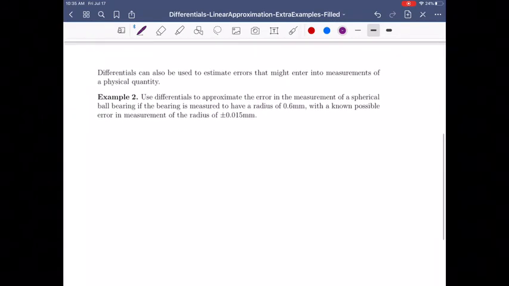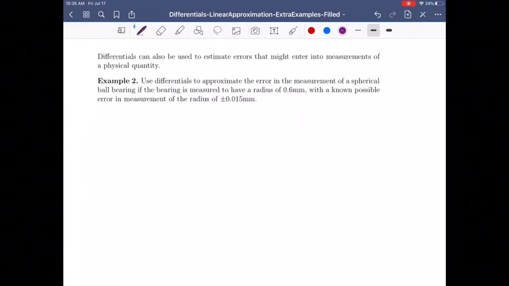Okay, so let's try another one. Here's sort of a more applied application. We can use differentials to estimate errors that might occur when we're measuring some sort of physical quantity. So here, let's say that we're trying to determine the measurement of a spherical ball bearing. Our measurement shows that it has a radius of 0.6 millimeters. So that's pretty small, less than 1 millimeter. And we know that our error in our measurement of the radius is off by, at most, plus or minus 0.015 millimeters.